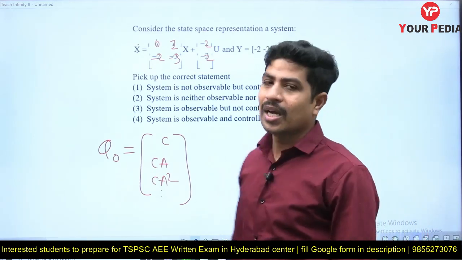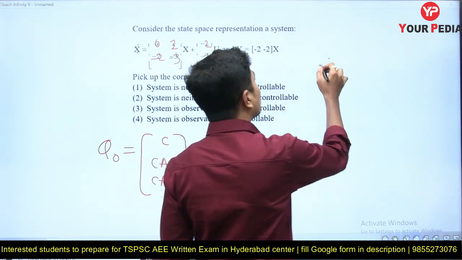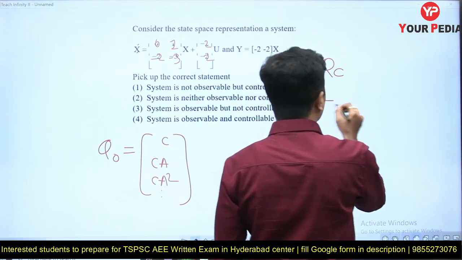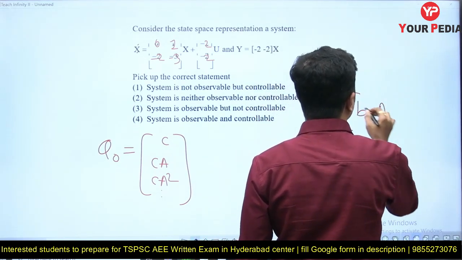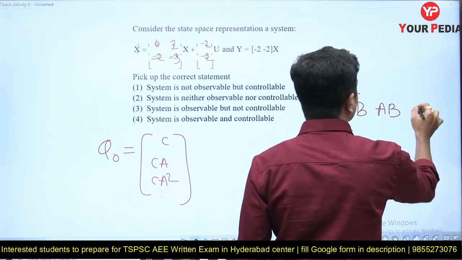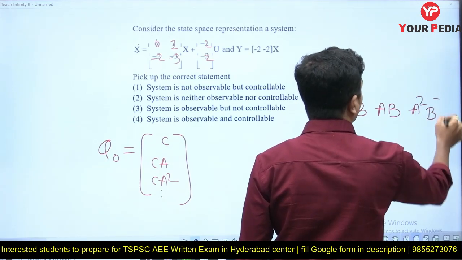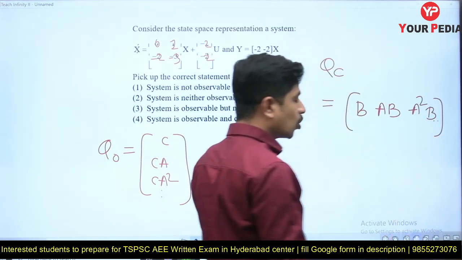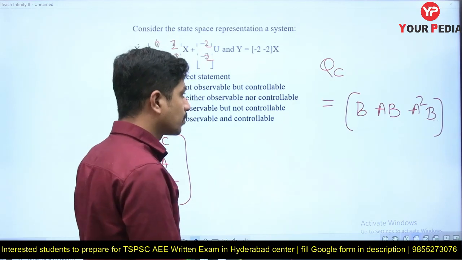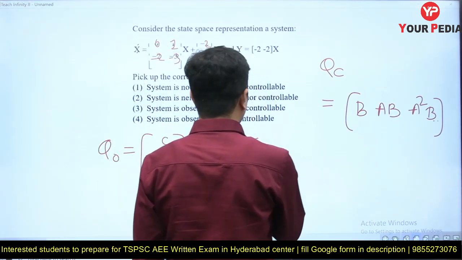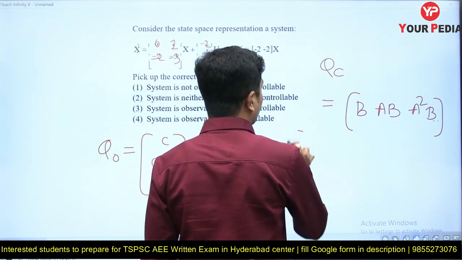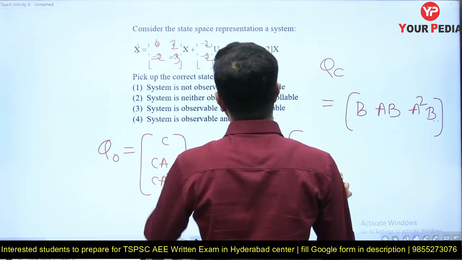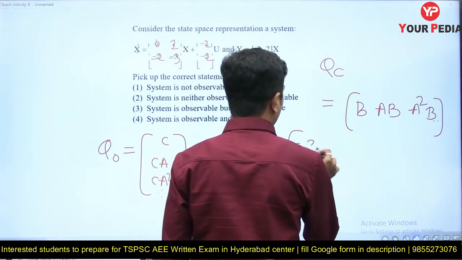What is a controllability matrix? Controllability matrix QC is equal to B, AB, A square B, and so on. Here also we have to find the rank of the matrix. Now let's find QC first. What is matrix B? Matrix B is minus 2, minus 2.